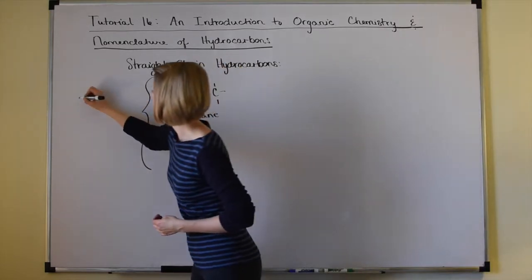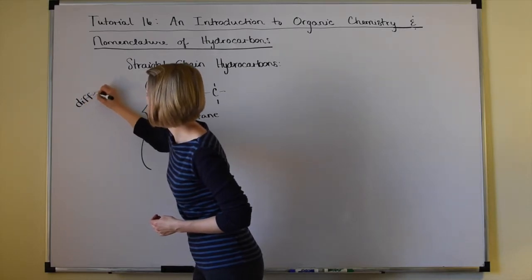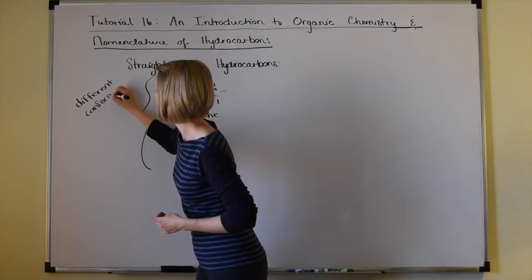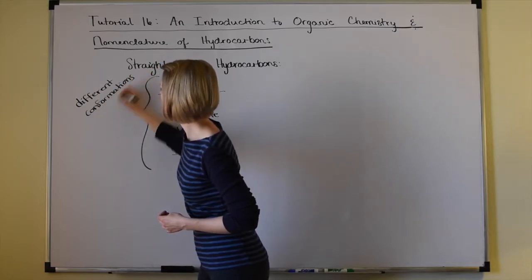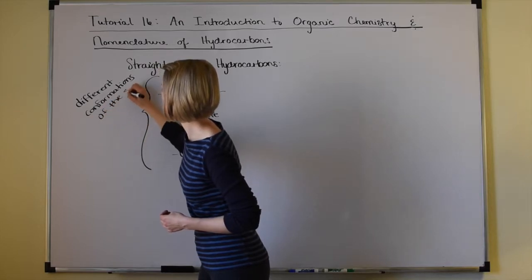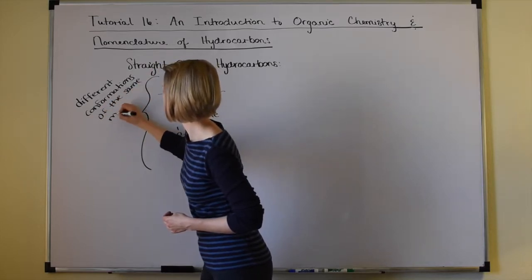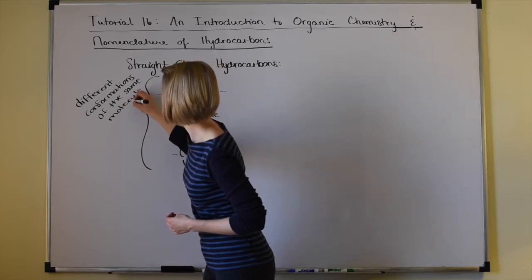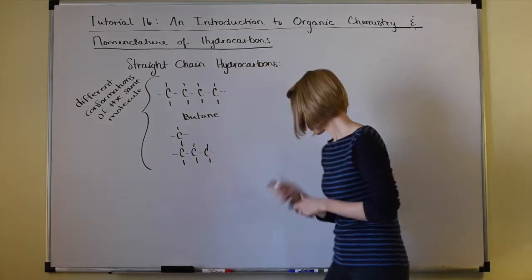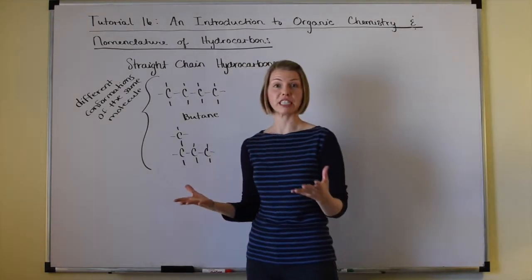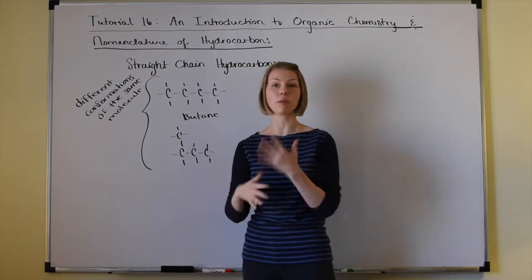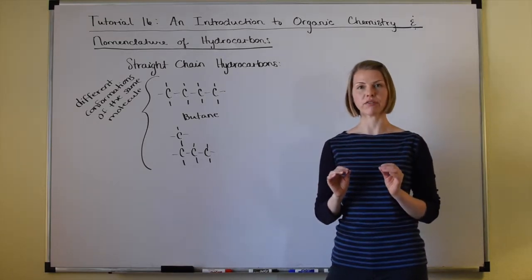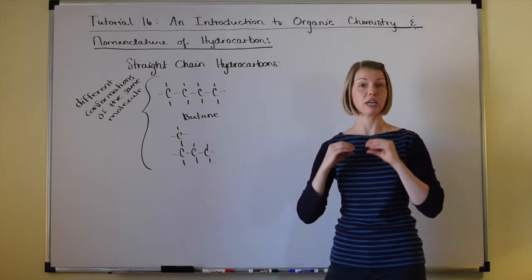So I'm going to write here, different conformations of the same molecule. And those different conformations exist because, again, those single bonds can rotate freely. Double bonds cannot rotate freely. Double bonds are locked in place.